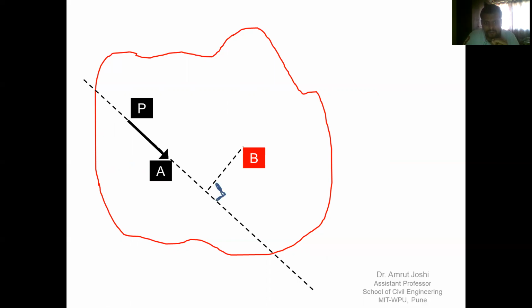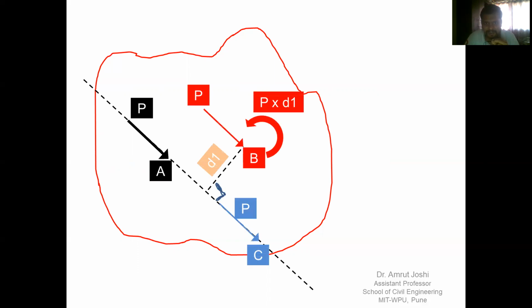That pin would then experience a force push of magnitude P as it is. You can imagine that. So the first effect of force P at point A is that force P as it is at point B. Also, the body will tend to rotate in an anticlockwise sense at B.